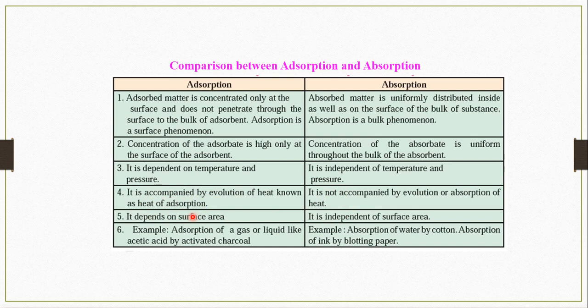Okay, so the adsorption phenomenon depends upon the surface area, while absorption is independent of the surface area. A few examples are given: adsorption of gas or liquid, like acetic acid by activated charcoal; the absorption of water by cotton; the absorption of ink by blotting paper. These are the examples of adsorption and absorption.